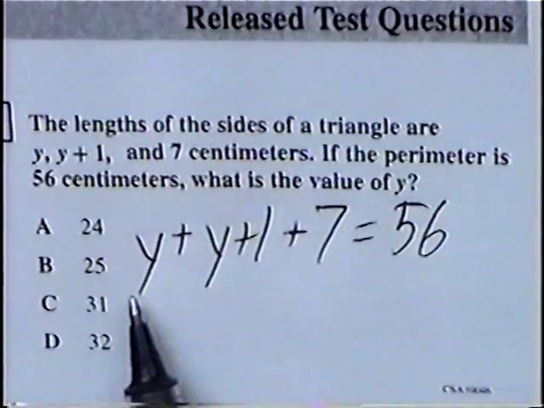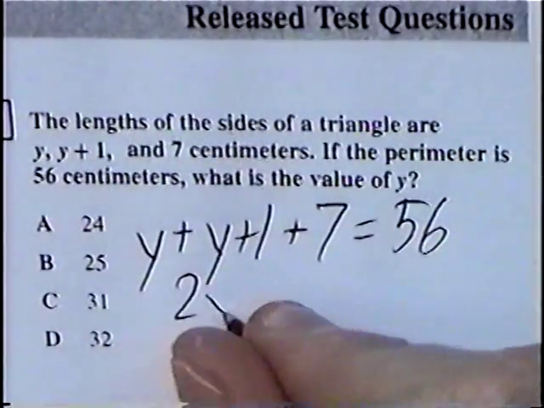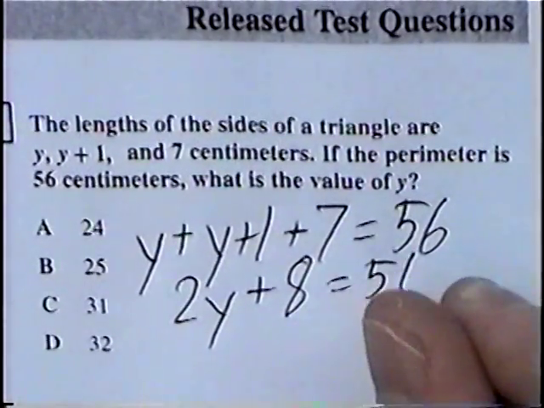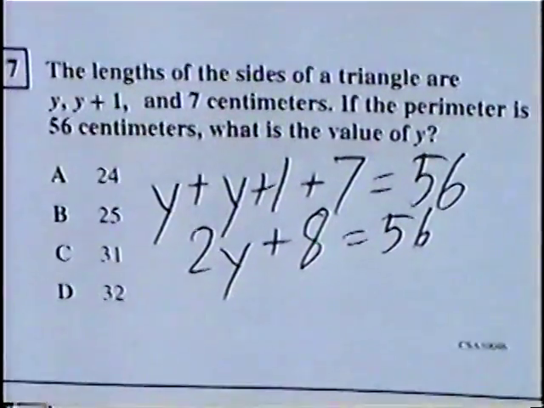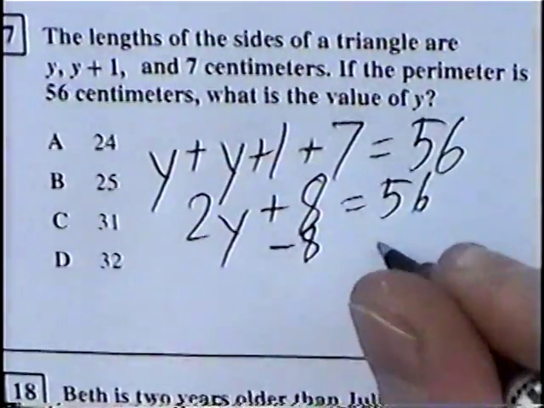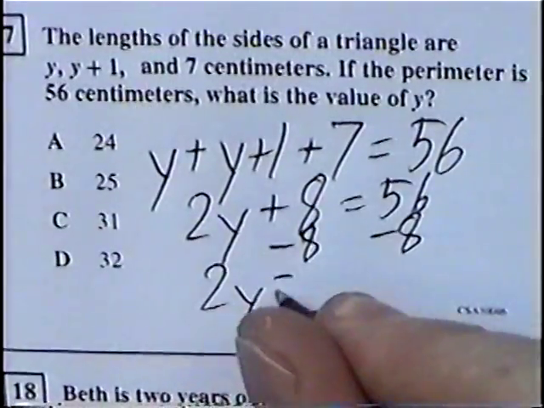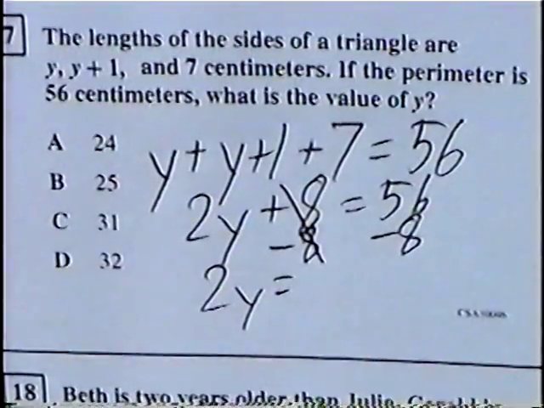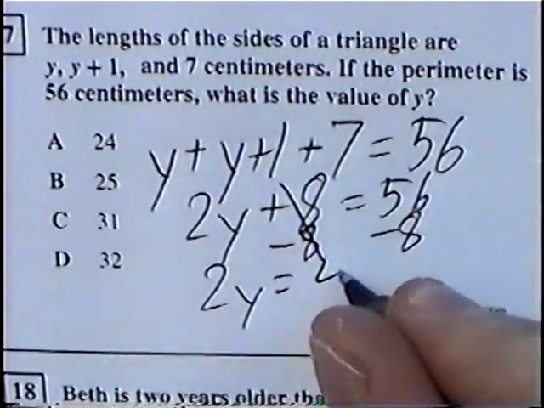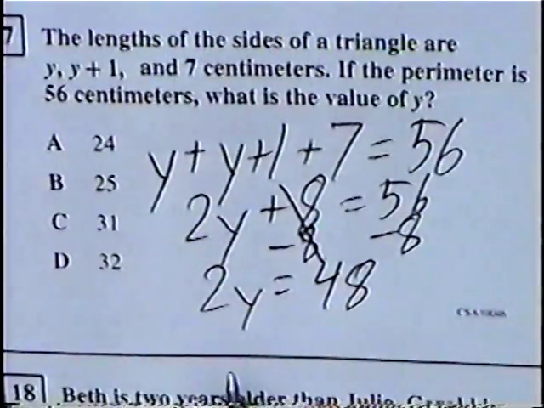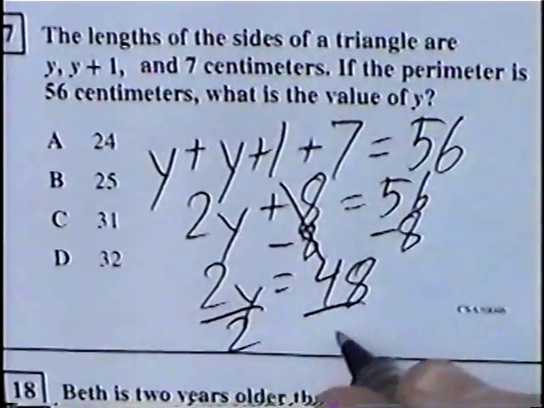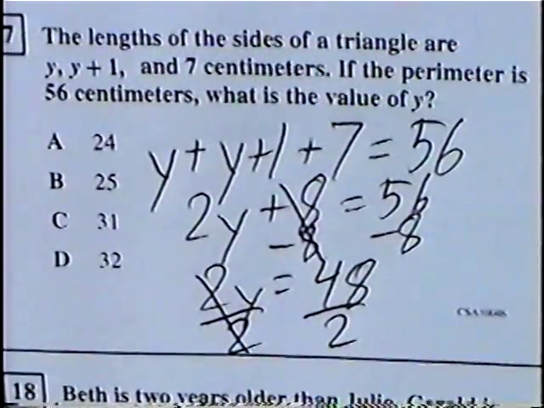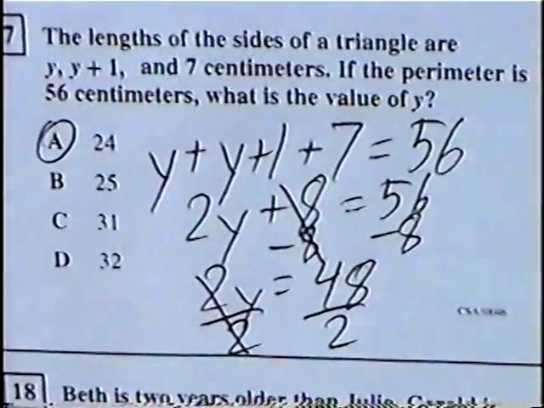We can combine like terms. y plus y would be 2y, and 1 plus 7 would be plus 8, equals 56. Continuing to solve for y, we can subtract 8 on both sides. 2y equals 56 minus 8, which would be 48. And last step, dividing by 2. y is equal to 48 divided by 2, which would be 24. Correct answer, A.